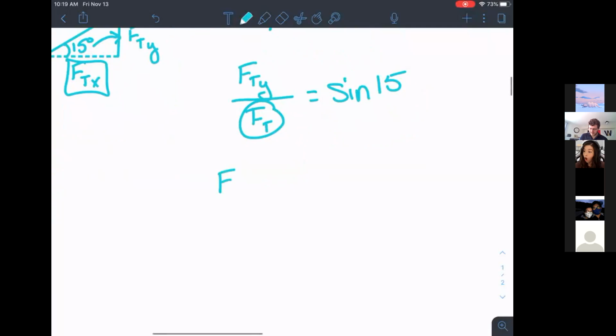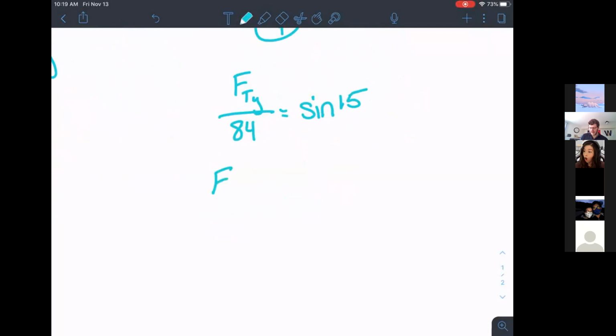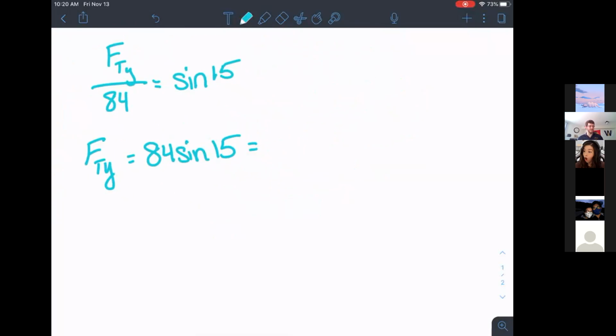So we can replace it first. FTY over 84 equals sine of 15. And then we multiply by the 84 to get FTY by itself equals 84 sine of 15. And then we can solve for this value and we get what as our answer? 21.74. All right, and where are we rounding to for this one? How many sig figs? 22. 22, perfect.